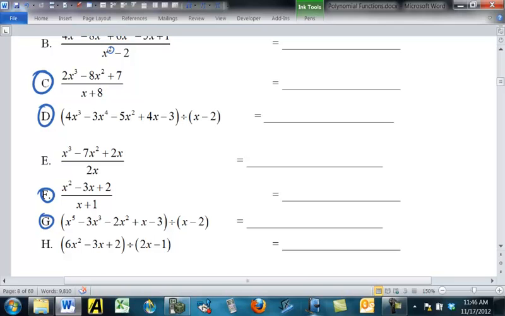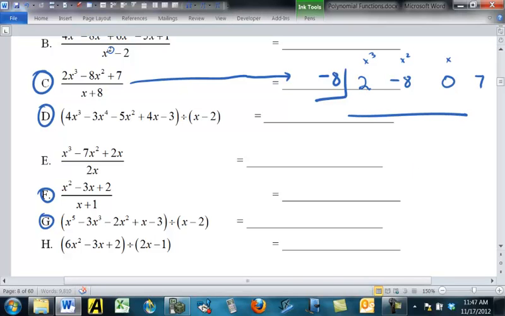Okay? So let's pick one and do synthetic for practice. Let's try this one. Okay? So we're dividing by x plus 8, so we write negative 8 out here. And we write the coefficients in descending order: 2, negative 8, 0, and 7. So these are constant, x, x squared, x cubed. Right?